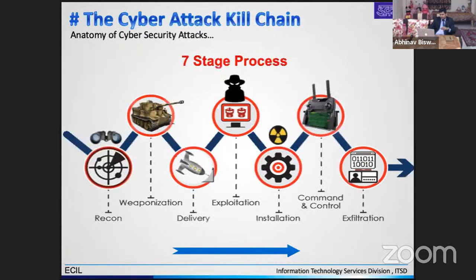So let's now understand how these attacks are happening, how hackers are able to penetrate into some company's network, steal the data, or destroy the data, sabotage, espionage, how they're able to do it. So it's actually a very formal and well-defined process. And it is called the cyber attack kill chain. It is actually a 7-stage process, starting from reconnaissance, exploitation, installation, command and control, and finally exfiltration.